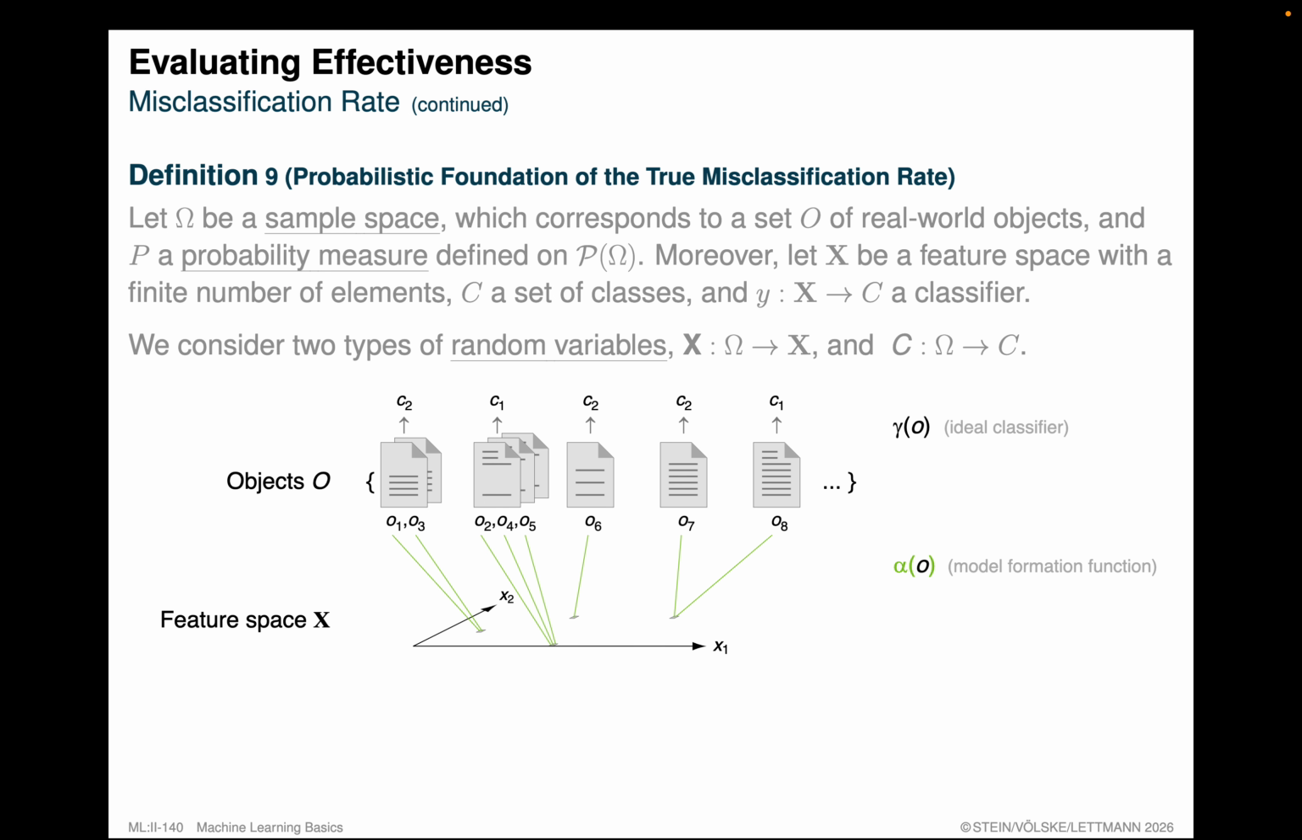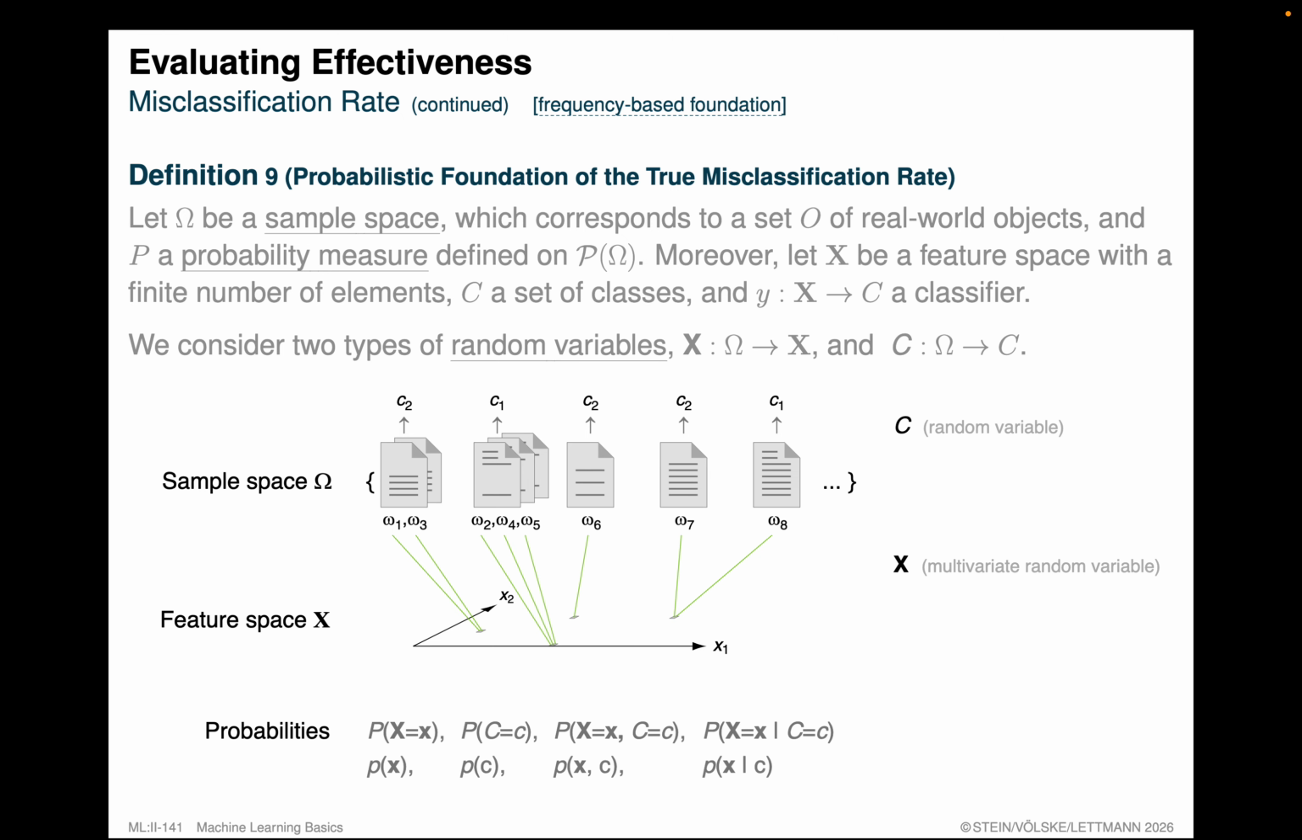Again, let's look at this within an illustration. We have again our real-world objects here. And we have our model formation function, which maps them to the feature space. And the ideal target function, which maps the objects to their classes. Now translate this to the probabilistic view.